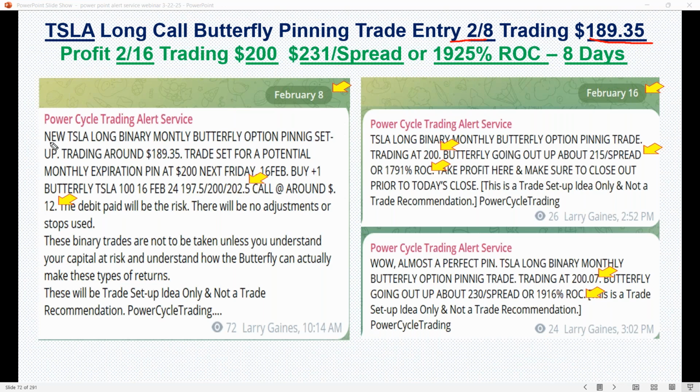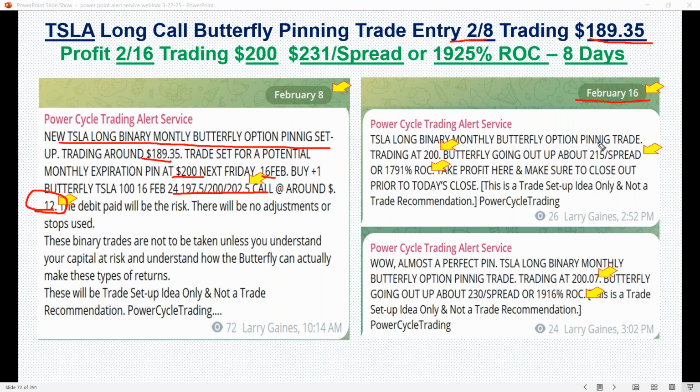So here's the trade setup. New Tesla long binary monthly option pinning trade. Trade at 189.35, set up for potential monthly expiration pin at the 200 strike next Friday, the 16th of February. Buy the butterfly. Here it was. Buy this butterfly at around $12. $12, right? Incredible.